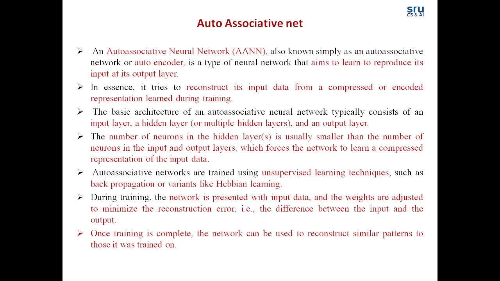Auto-associative networks are trained using unsupervised learning algorithms such as backpropagation or variants like Hebbian learning. During training, the network is presented with input data and weights are adjusted to minimize the reconstruction error, that is, the difference between input and output. Once training is complete, the network can be used to reconstruct patterns similar to those it was trained on.